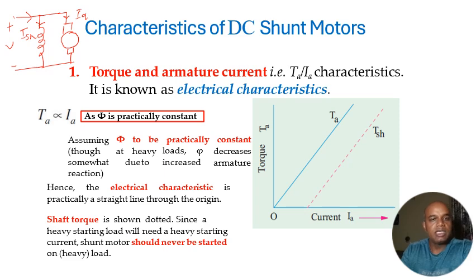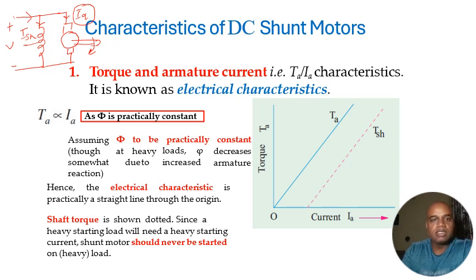Here we can see that if I place the load on the DC motor shaft, IA, the armature current, is going to change, and the field winding current, which is ISH, remains constant. Taking this into account, let's first draw the electrical characteristics, or the torque versus armature current characteristics for the DC shunt motor.